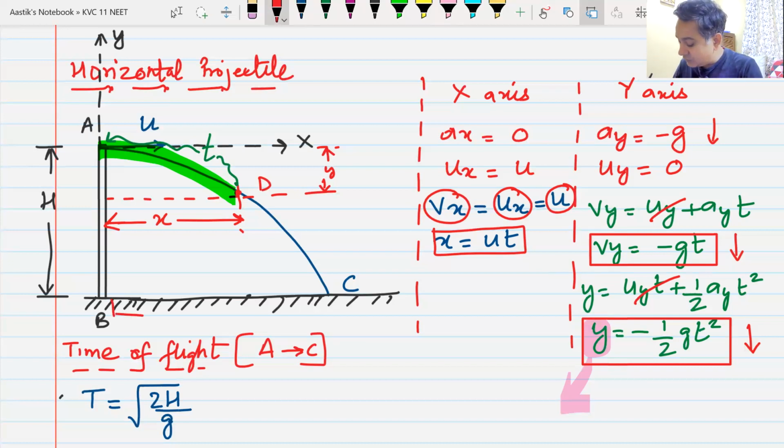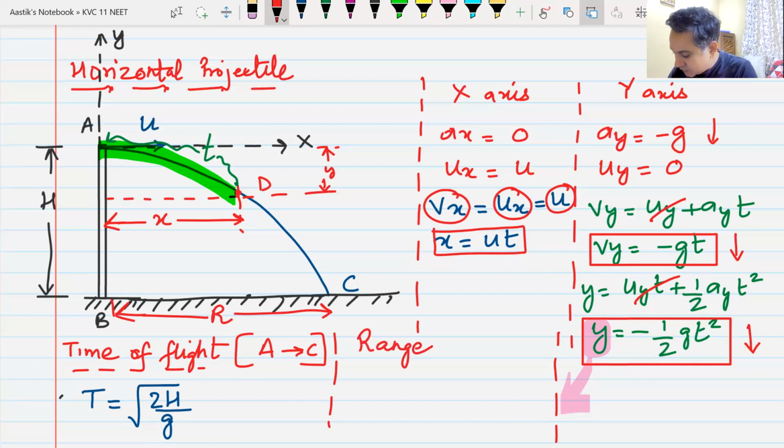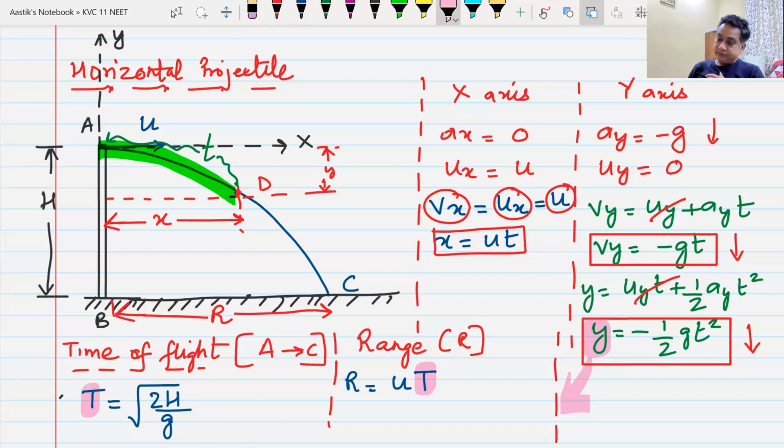The next thing they can ask you is the horizontal range, range R. So I can also give you the formula of that range. Range R can be written as u, the initial velocity along the x-axis, multiplied by t, where t is your time of flight. Do we understand this, bacha? Or you can put the value of t straight away. So this becomes your formula number 1.